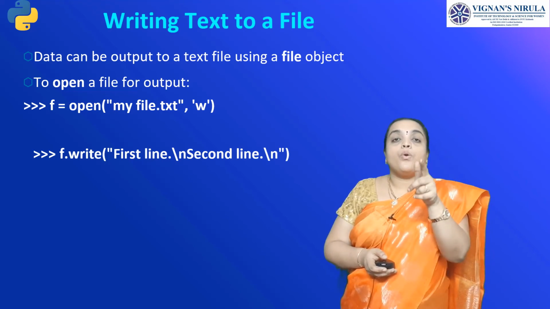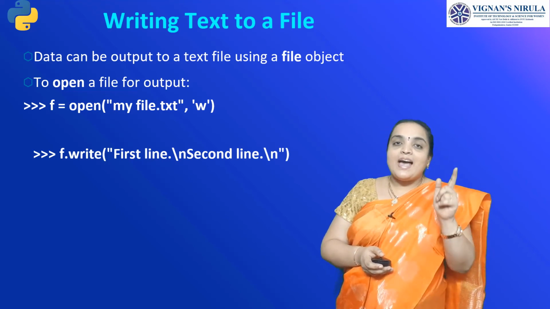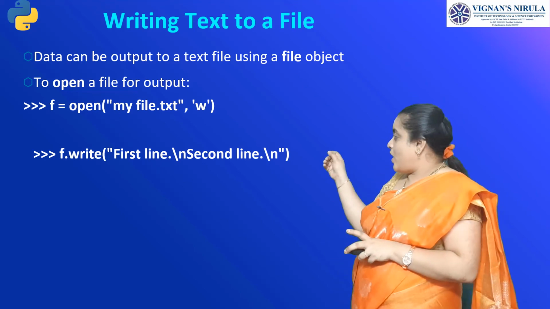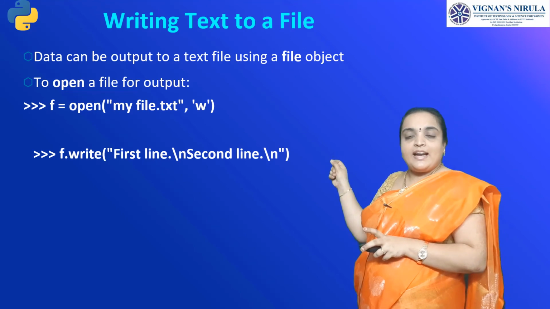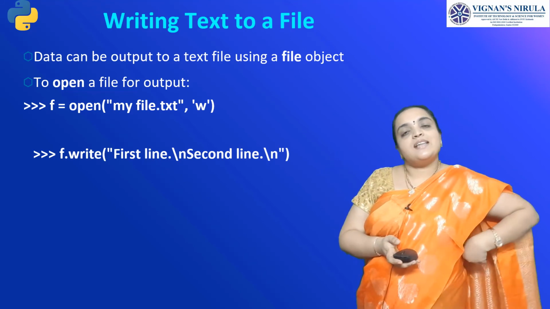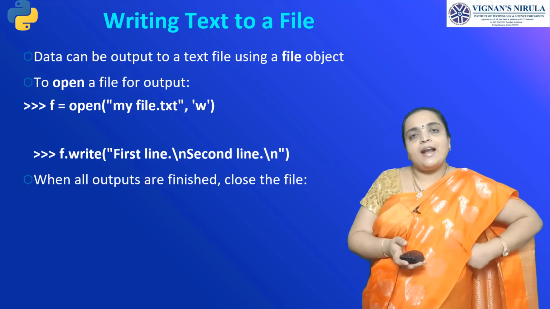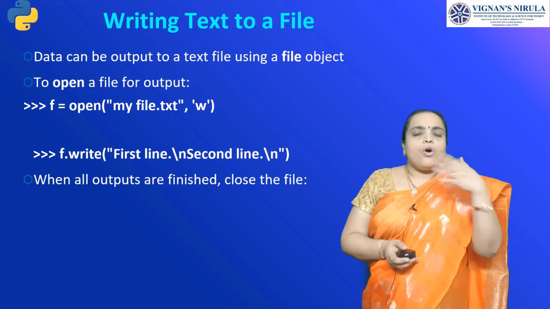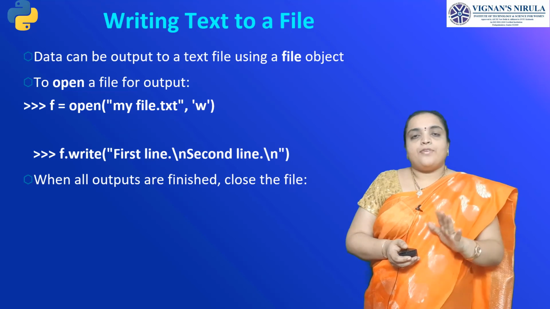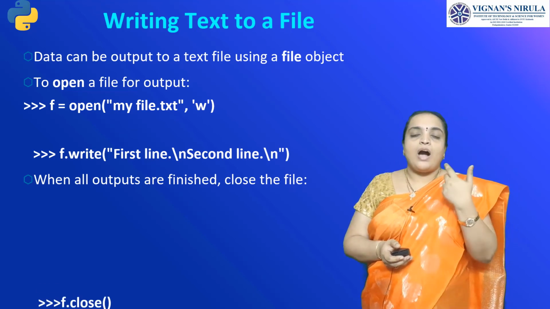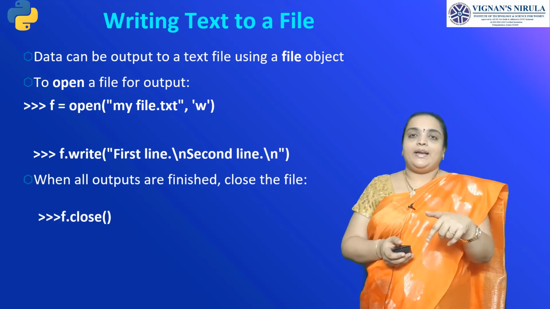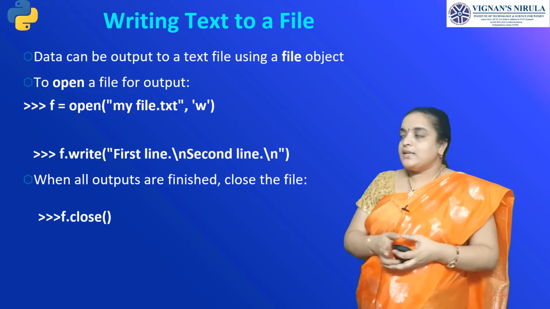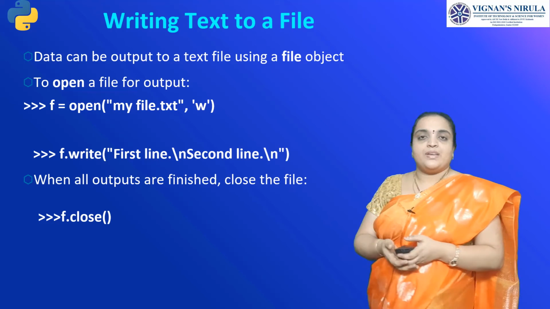Then, talking about the next step, how do you write your data to your file? By using the write function, that is f.write. What are you writing here? In the first line you are writing first line. In the second line you are writing second line. By \n you are separating the first line and the second line. Is it okay? Then after all the things we have written to the file, what do we have to do? You have opened the file, you have written the data to your file, then you have to close your file. That is f.close. Is that clear?